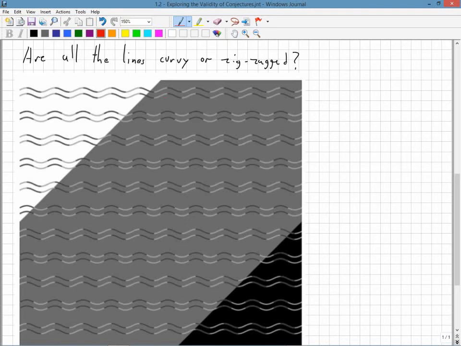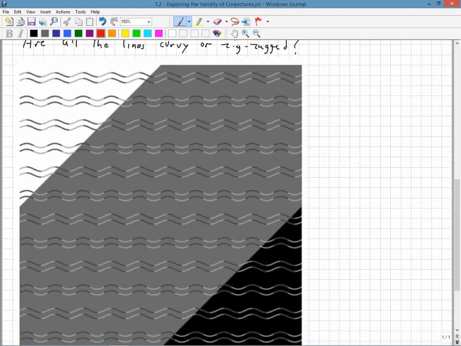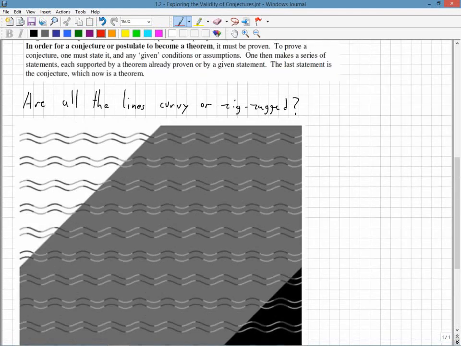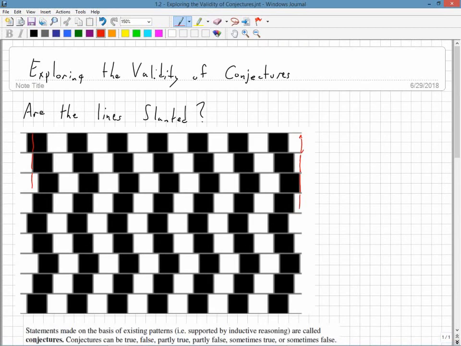But again, you might make the conjecture, you know what, some of these lines are curved and then they change to zigzag, then they change to curved. But in fact, if you do some searching and find some evidence, you'll see that they are in fact all curved. So that would be a conjecture based on your evidence. Hopefully that explains a little bit about how to look at a given situation, try to figure out what a good conjecture might be, and gather some evidence to support that.